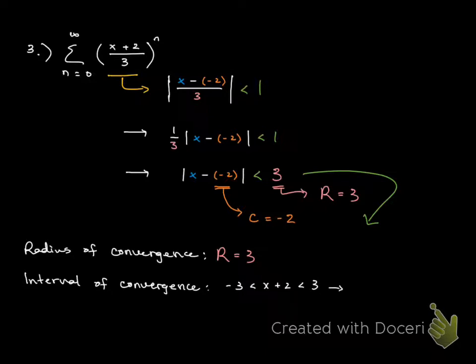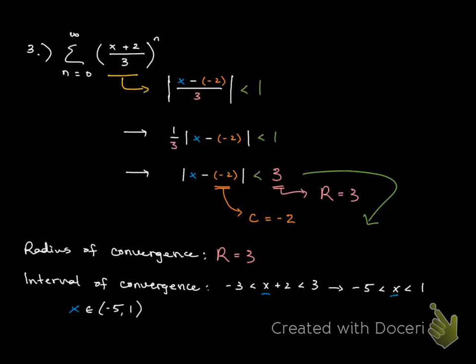Negative 1 is less than x plus 2 is less than 3. Subtract 2 from both sides. I get minus 5 is less than x is less than 1. So my interval of convergence is from minus 5 to 1.